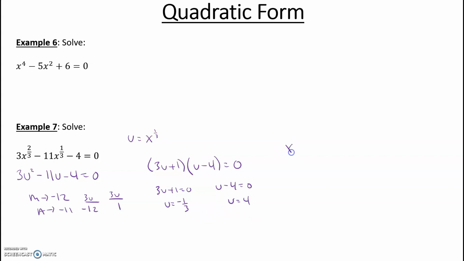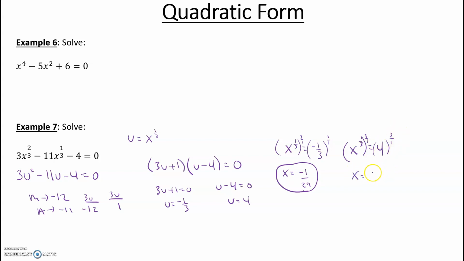We have to say x to the 1/3 equals negative 1/3, and x to the 1/3 equals 4. So here we're going to raise it to the power of 3 over 1, both sides, to get rid of that 1/3. So here we'll have x equals negative 1/3 cubed, which is negative 1 over 27. There's one answer. And again, we're going to raise this to the power of 3 over 1, both sides, to get rid of that rational exponent. And 4 cubed is 64. So there's my two answers.